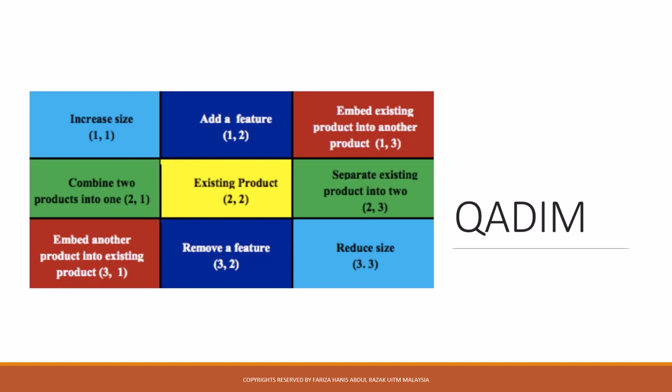Normally we will start with the middle cell, which is the existing product. Then from the existing product, we try to fill all the cells based on the existing product.